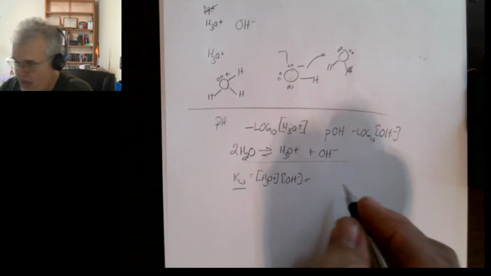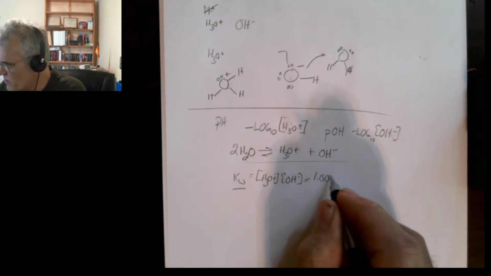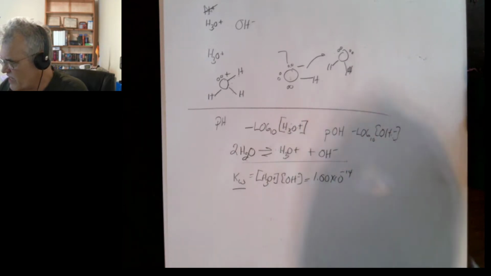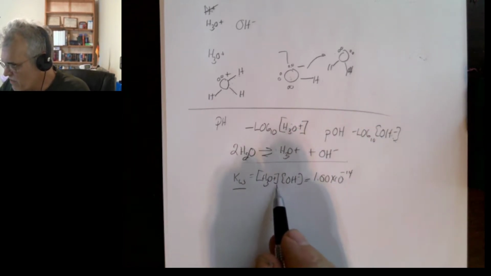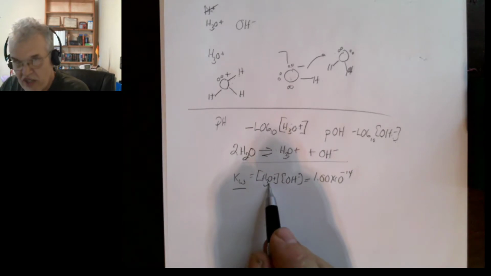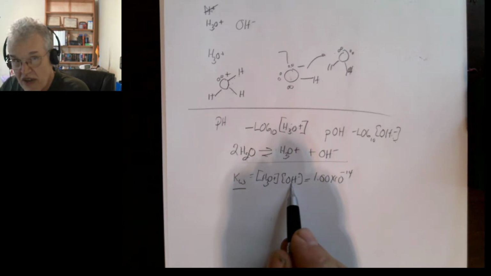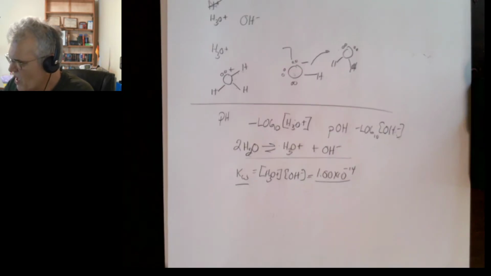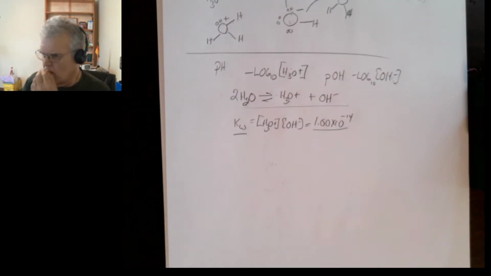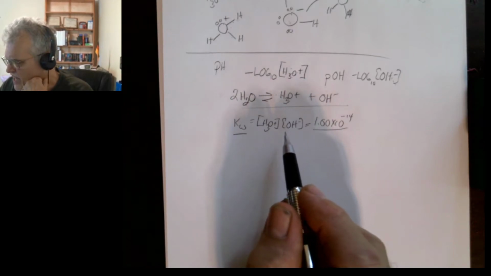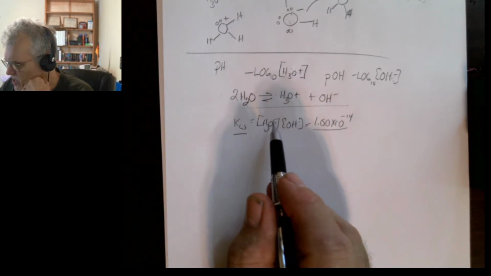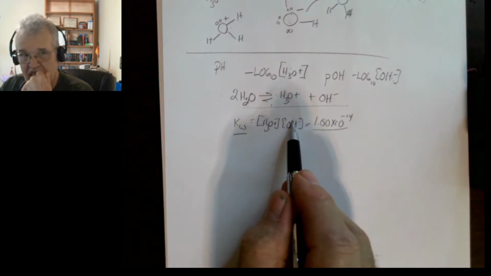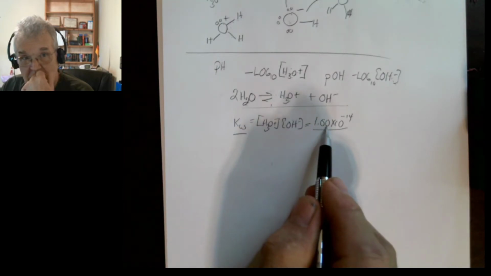Clearly, then, it has a value, and the value is 1.00 times 10 to the negative 14. And this is a constant. That tells us that the concentration of hydroniums times the concentration of hydroxides always equals 1 times 10 to the minus 14. Wow, that's interesting. So what that means is that if the hydronium ion concentration goes up, the hydroxide ion concentration must go down to maintain this 1 times 10 to the minus 14.